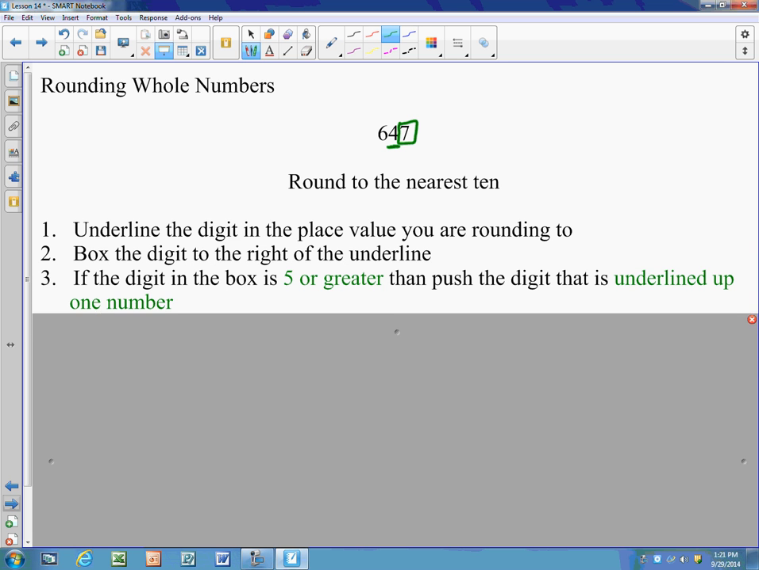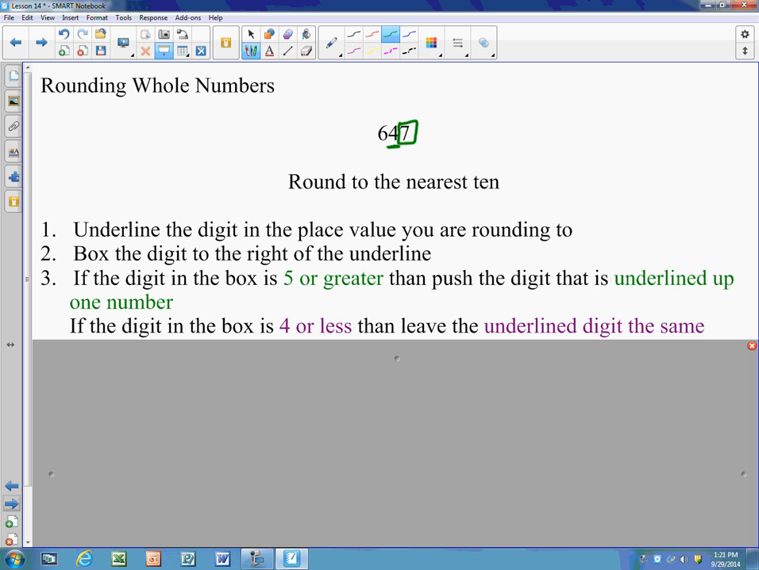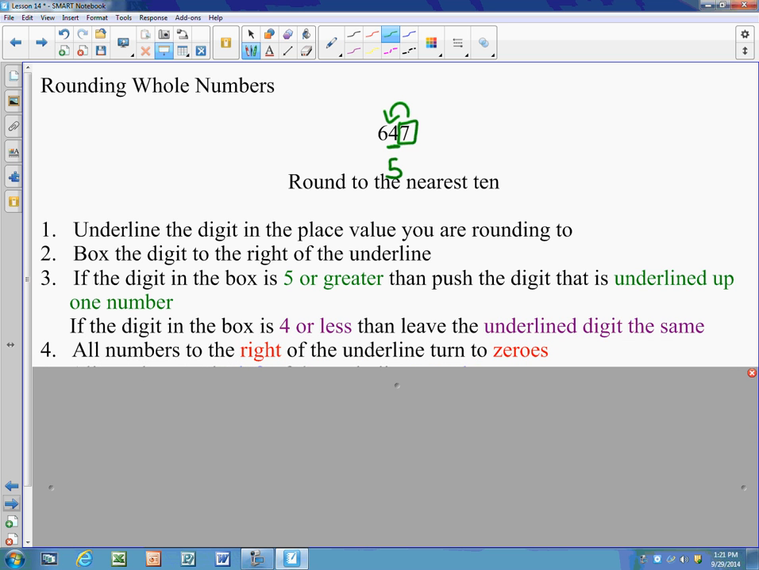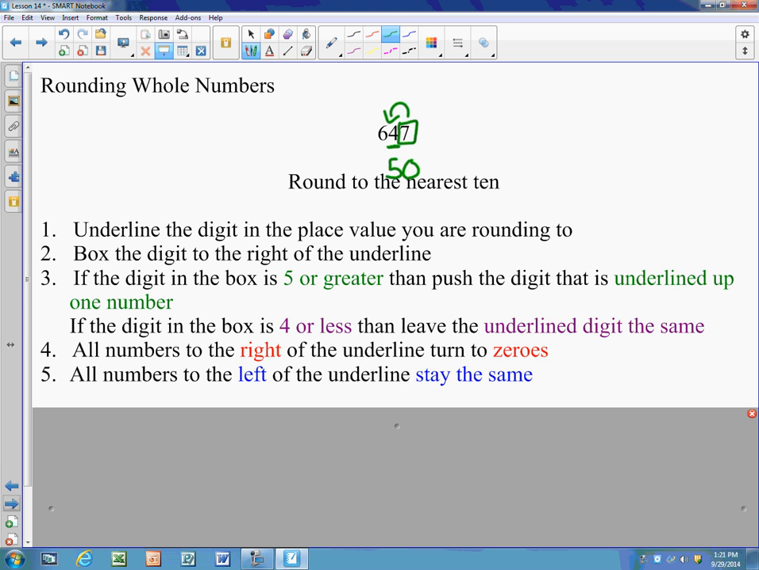Now I have my very important question. Is it 5 or greater or 4 or less? The box number is just like if I was looking in a window. Since I'm looking in the window, I can't touch it. I can only look at it in that box. It's 5 or greater, so it tells me that I need to move the guy next door up 1. The next thing tells me that all the digits to the right become zeros. And all the digits to the left this time stay the same. So 647 rounded to the nearest tens is 650.